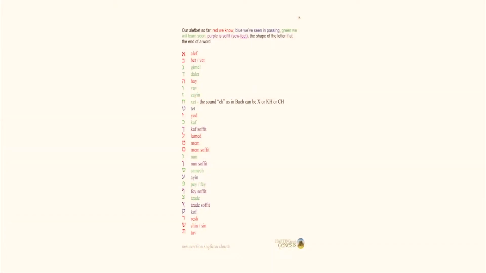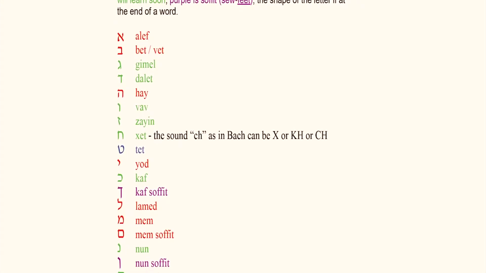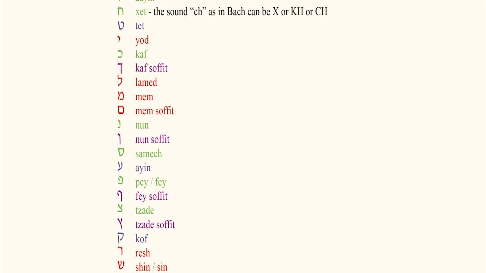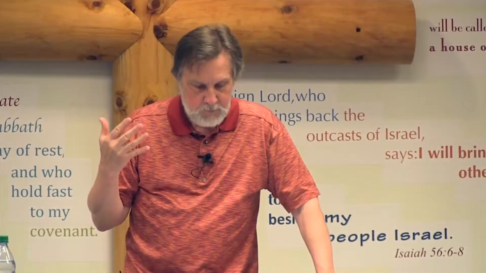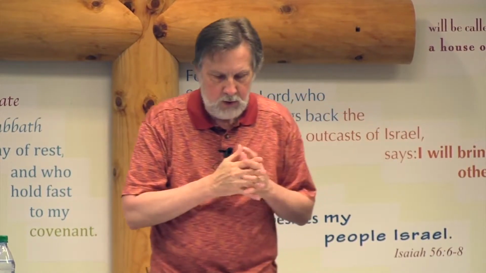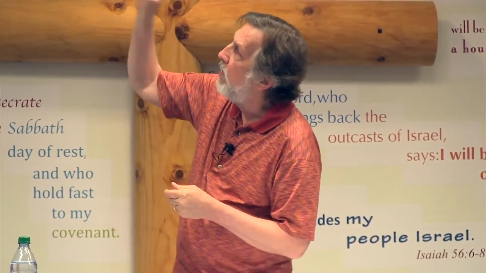So if you turn to page 18, I've got sort of a review here of the alphabet so far. The red are the letters that we've already learned. The blue are some letters that we've seen in passing. We're going to learn those today. Green are some that we will learn soon. And then the purple are the sophites. They're the forms of the letters when they are at the end of a word.